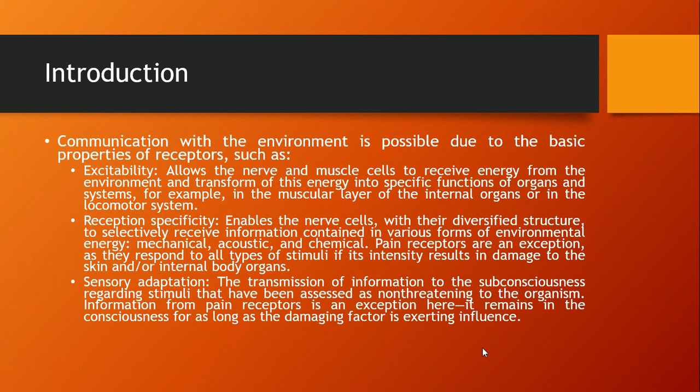Next we have reception specificity. It enables the nerve cells, with their diversified structure, to selectively receive information contained in various forms of environmental energy: mechanical, acoustic, and chemical. Pain receptors are an exception, as they respond to all types of stimuli if its intensity results in damage to the skin and/or internal organs.